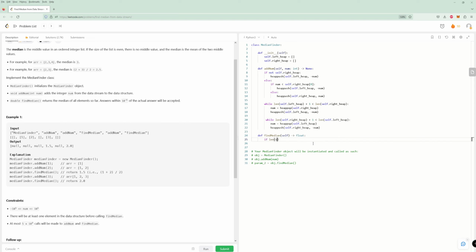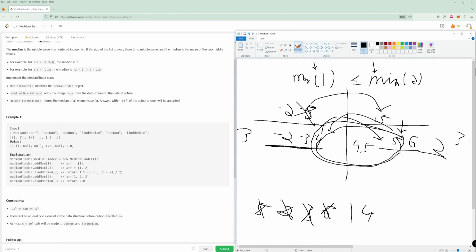So if the length of self.left heap equals the length of self.right heap, remember, there will be at least one element in the data structure before calling find median, so we don't have to worry about them being empty. If they are equal, that means there is an element in both of them, and we just need to get the top element from the left and the top element from the right, and take the average. If they're equal, that means there's an even number.